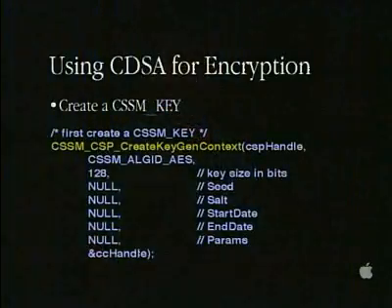So the first thing we actually have to do is create the CSSM key. This is actually going to be used a little bit later on when we perform the encryption algorithm. We're just going to create a context for the first call. Pass in the CSP handle itself. We're telling it that we want to do the AES algorithm.